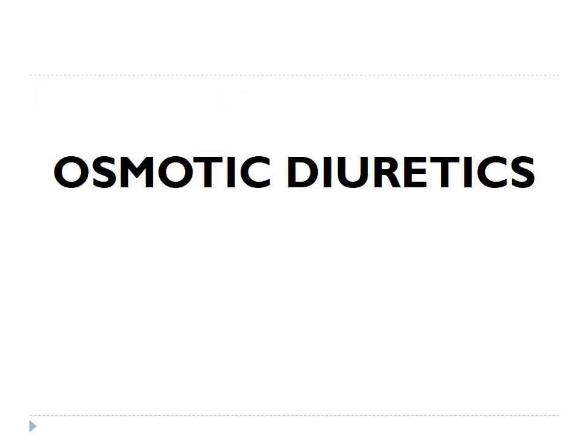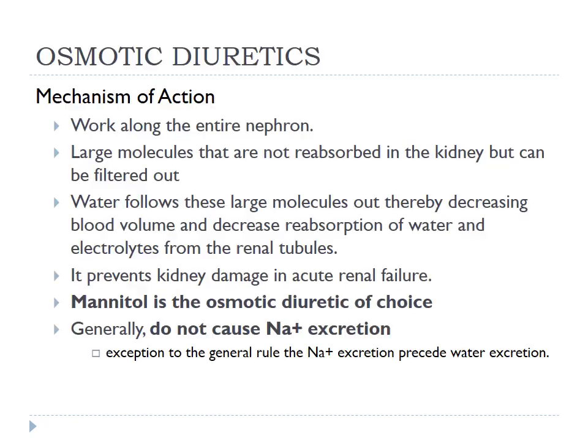Osmotic diuretics, this is easy. Okay, the hard ones were the last three that we just did. Pay attention very clearly here. These work along the entire nephron. All right, these are large molecules in your blood. What they do is they increase the concentration of your bloodstream, and basically suck fluid from your interstitial fluid into your vascular space. And then these large molecules are peed out, and the fluid follows these large molecules. That's it. These are medications, specifically mannitol.